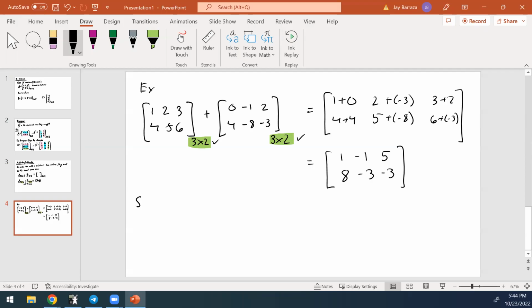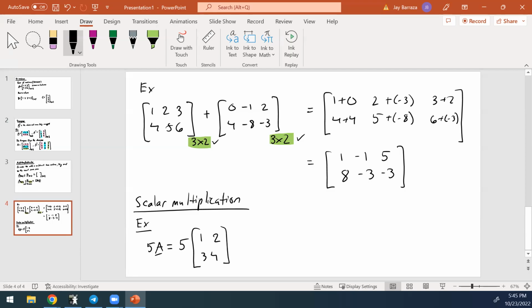And so the next thing we can talk about is scalar multiplication. And so what I mean by that is I multiply a matrix by a number, not a matrix times a matrix, but rather a matrix by a number. So something like, I'll just do a straight example. If I do 5 times A, which is equal to 5 times, and let's just make this up, 1, 2, 3, 4. This right here is A. So I'm just going to say that this is made up.